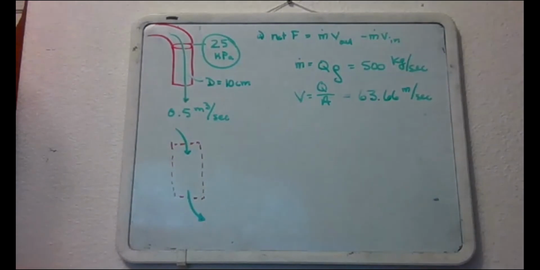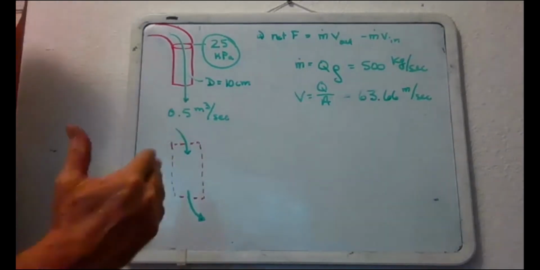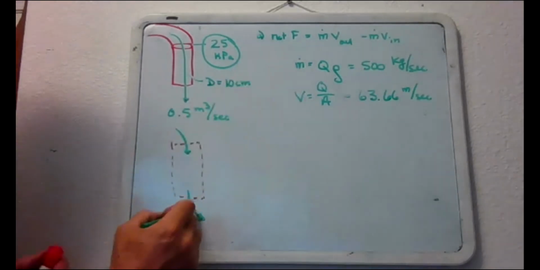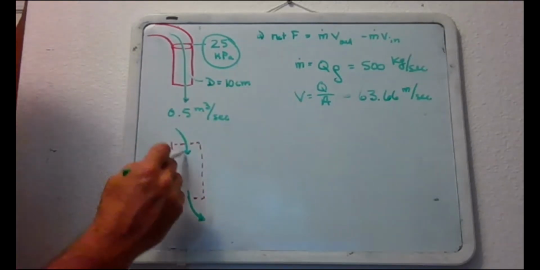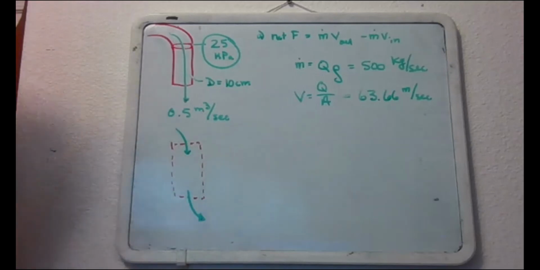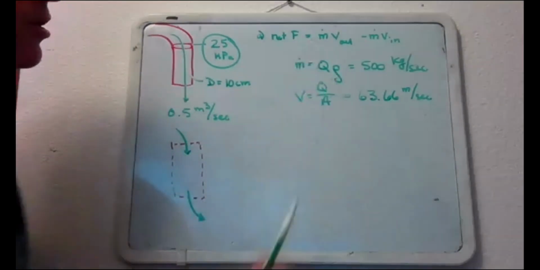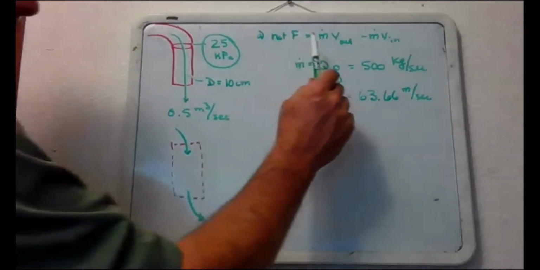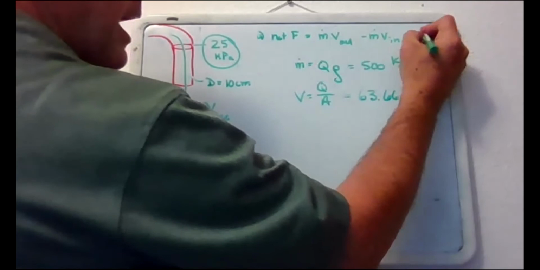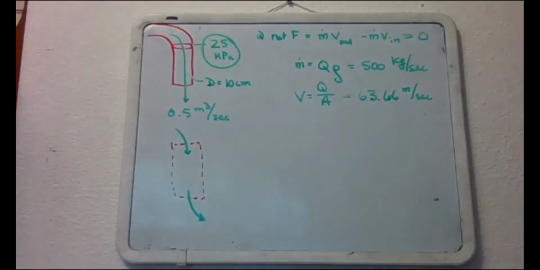How are the out numbers going to be? Well, if it's steady, and the problem did state that, then the m dot out would have to be the same. If it's the same diameter at the outlet, the speed would need to be the same. So the numbers at the outlet are identical. So what are we going to get for part A? We're going to get zero net force on that control volume. So the answer to part A is zero.